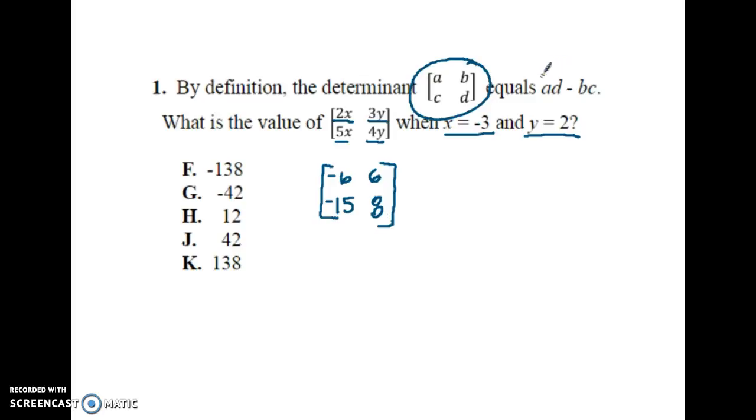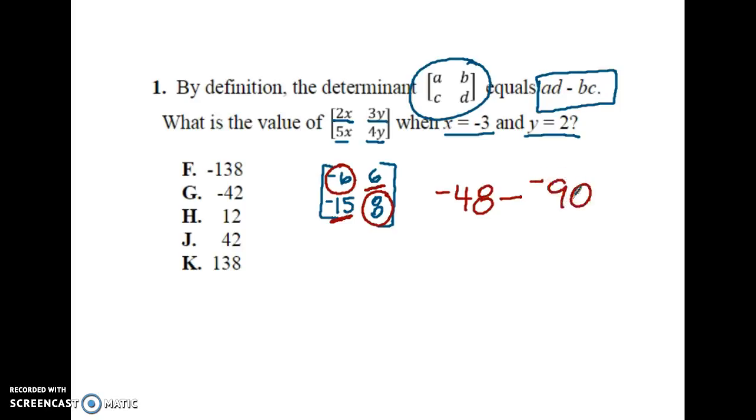Once you substitute in, it's just a matter of using your formula AD minus BC, and I'm simply going to use the positions of the numbers. So A times D gives me a value of -48. Then I'm going to subtract from that B times C. B times C is 6 times -15, which is -90. So really you're doing -48 minus -90, or plus 90, which will give us a value of 42. So our answer is answer choice J, 42.